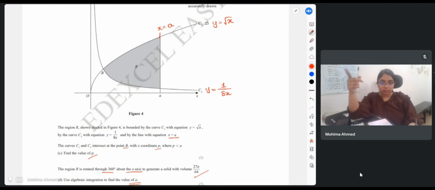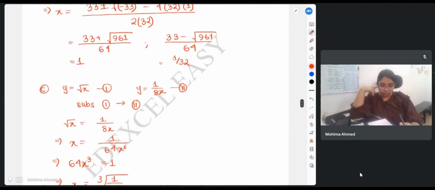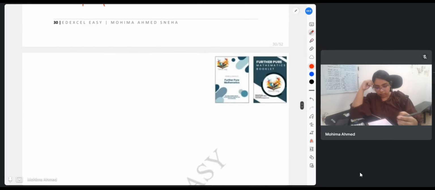Boundaries over here are going to be A and the value for P, which was 1 by 4. These are going to be the boundaries. This was 1 by 4, and the other, higher boundary over here is going to be A. So I think we can start. Nothing else to understand from that.